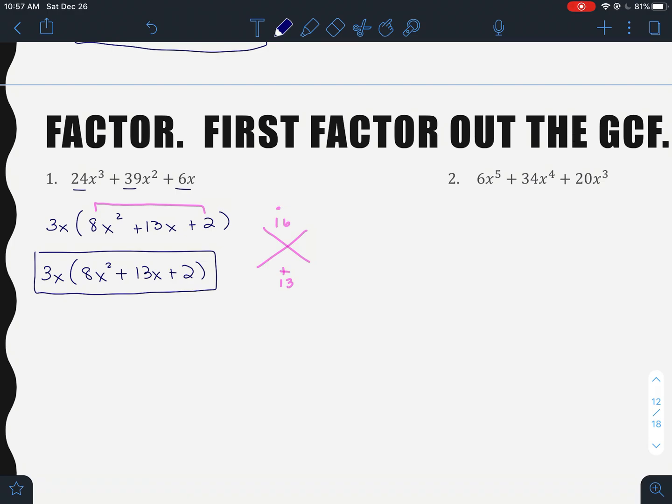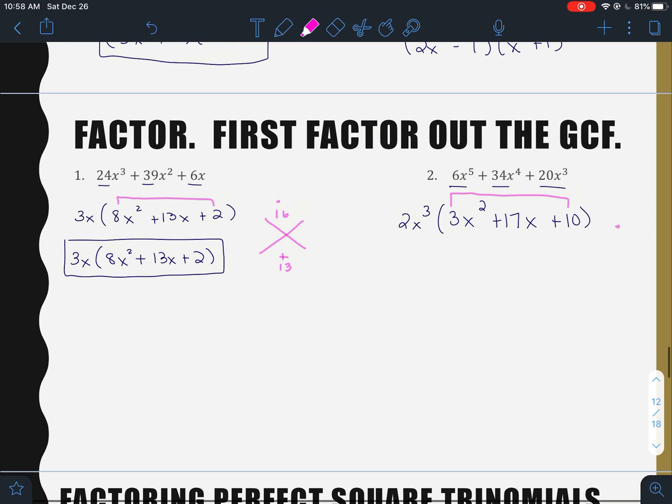All right, let's look at the next one. 6x to the fifth plus 34x to the fourth plus 20x to the third. All of these look to be divisible by 2 and an x squared. So I'm going to factor out a 2x squared. And then we would have an x to the third, so 2x to the third is the greatest common factor. Then we would have 3x squared plus 17x plus 10.